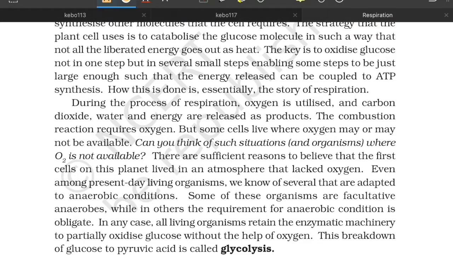Even among present day living organisms, we know several organisms which are adapted to anaerobic conditions. Some of these organisms are obligate anaerobes, that is, they can live only without oxygen. They have to be anaerobic. In any case, all living organisms retain the enzymatic machinery to partially oxidize glucose without the help of oxygen, whether they are facultative anaerobes, obligate anaerobes, or aerobes. There is one common pathway.